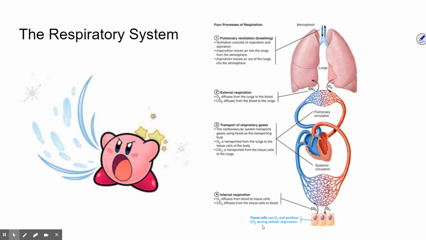There's the transport of the respiratory gases, part 3, which you can see here on this infographic again. And that is where oxygen is going out to the body cells, and then there is CO2 going back to the lungs. And then there is internal respiration, which is where O2 and CO2 are exchanged in the body cells.